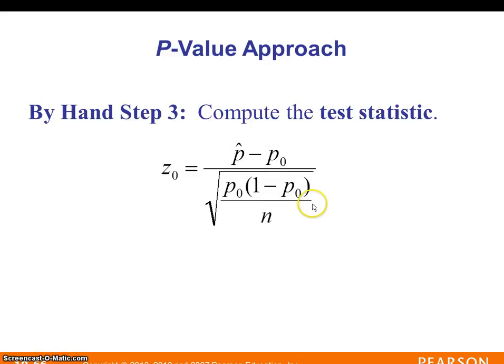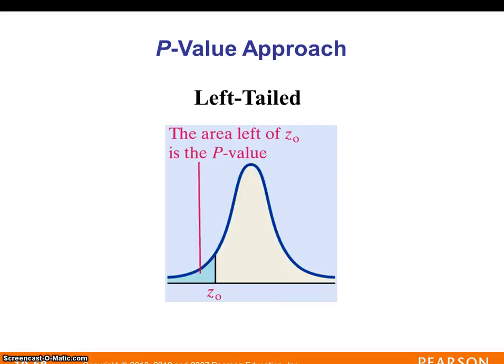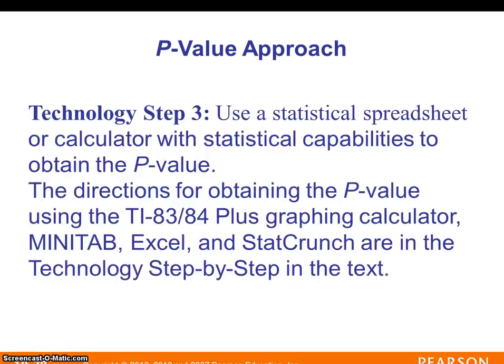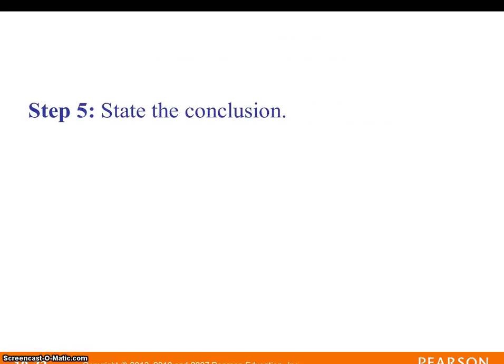With the p-value approach, you would calculate the z-score again, but in this case, you don't compare the z-score to the z-alpha value. You could use table 5, or again, what's probably better in this case is to use StatCrunch because it can give you a more accurate value. If the p-value is less than alpha, we reject the null hypothesis for the p-value approach. And just make sure that you clearly state your conclusion, whether you accept or reject the null hypothesis.